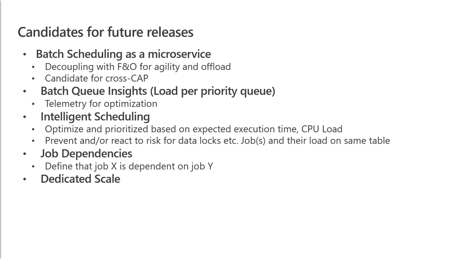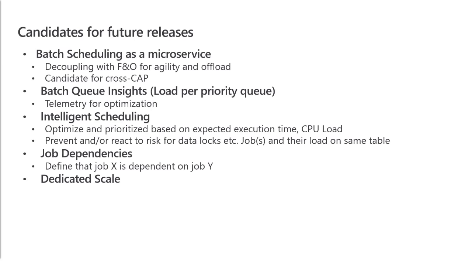The next item is intelligent scheduling. As you know, we have the AOS server which does all the scheduler part. So this will give the batch scheduler an ability to assess from historic data what the CPU load and the execution time of a batch job was. This will help the scheduler to optimize and prioritize based on the past execution time and the CPU load, as well as prevent the risk of data loss and the load on the same table.